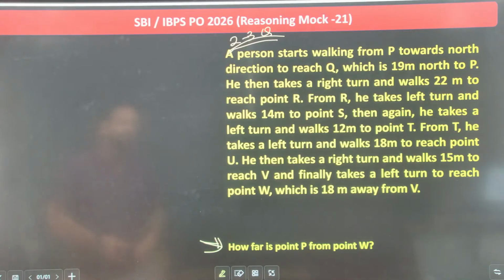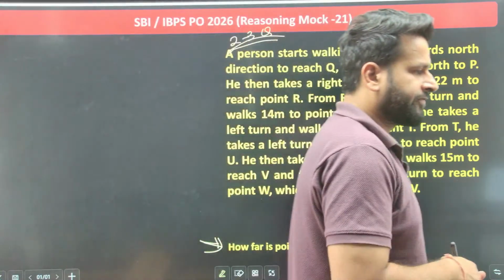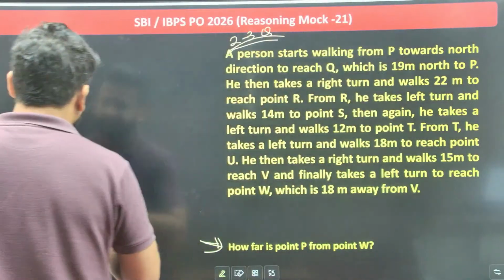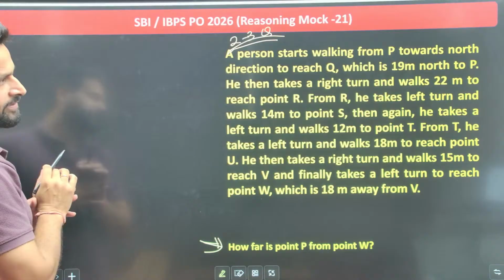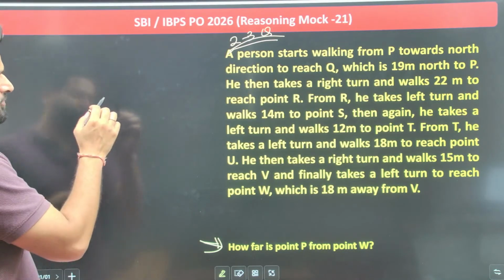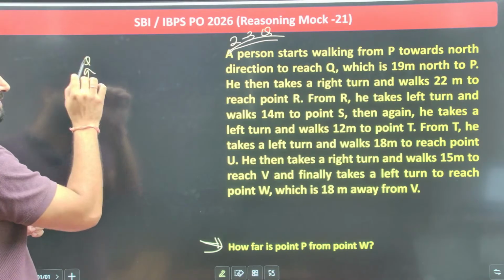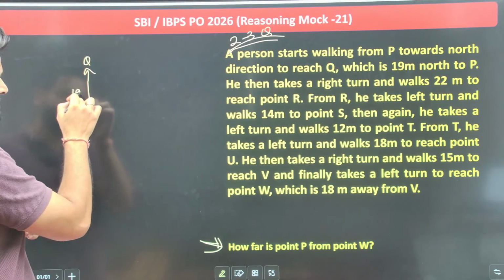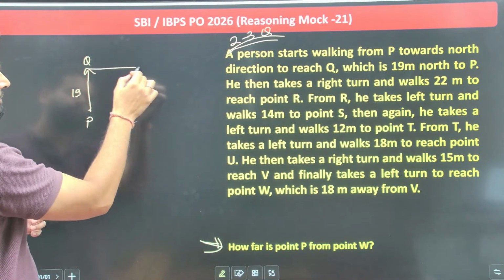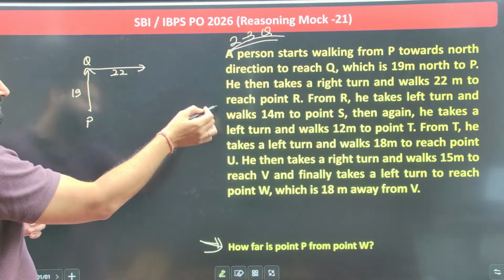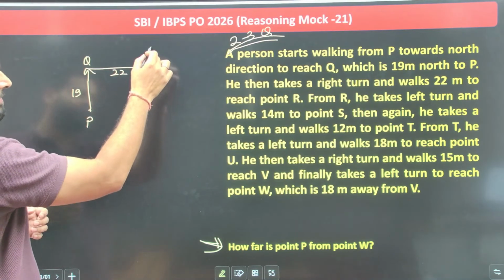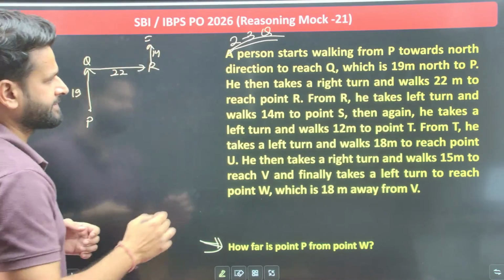Shall we see? A person starts walking from point P towards north. This much time is sufficient. Let us suppose this is point P, towards north to reach Q, which is 19. He then takes a right turn, 22 from here to reach point R. From R left turn 14 to reach point S.